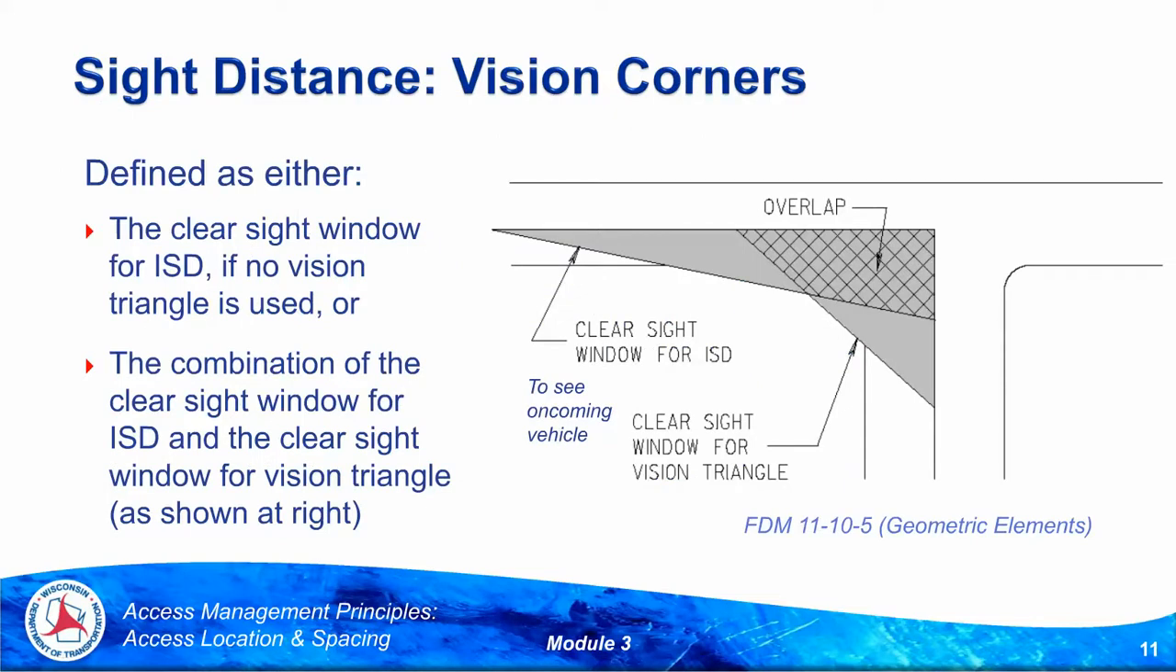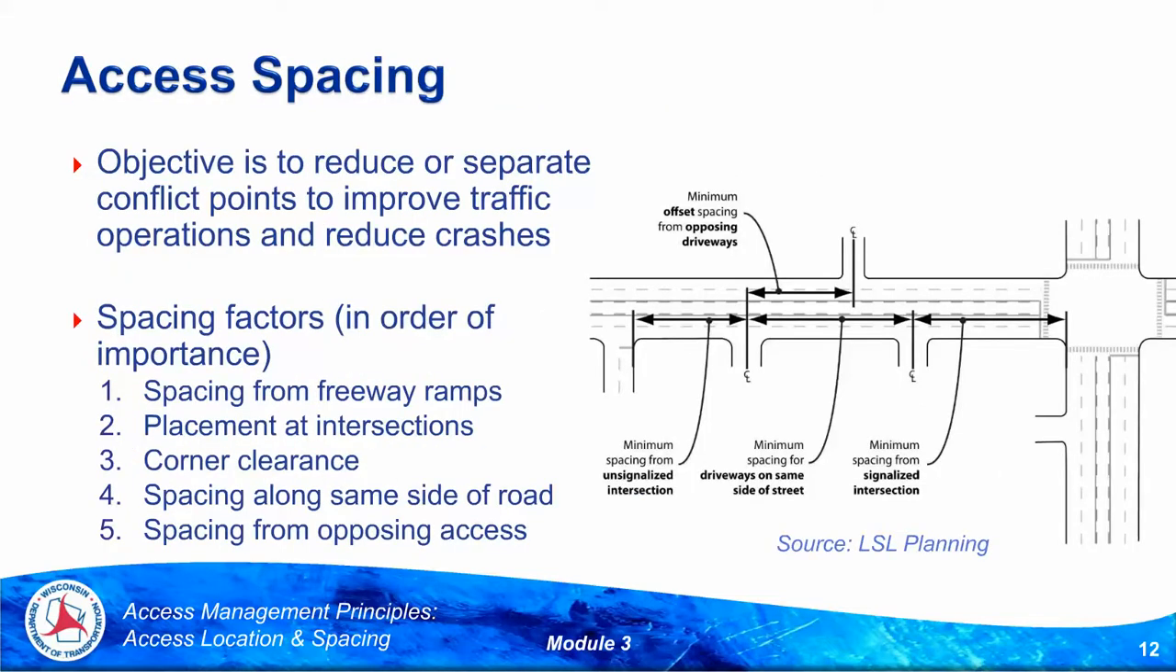Access spacing, I'd mentioned it a little bit before. The objective of appropriate access spacing is safety. Spacing is designed to reduce crash potential. The fewer conflict points that we have, the more chance we have that we can reduce crashes and severity, of course. Sight distance is a primary control criteria for the safe locating and design of access points, and spacing factors for consideration are listed in the slide.